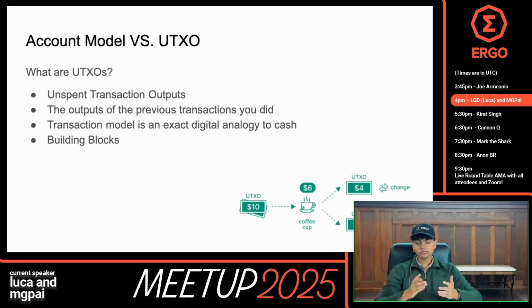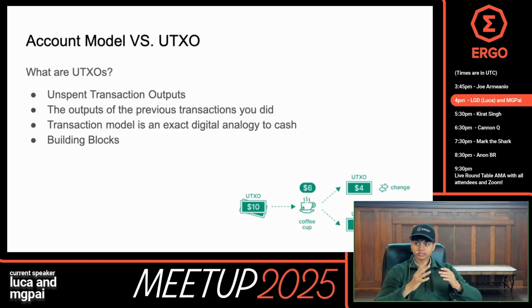The transaction model really is an exact digital analogy to cash. Let's say I have a $10 bill and I want to pay for a $6 coffee. It's probably $8 now, no inflation. If I want to pay for $6 of coffee with my $10 bill, I can't just rip the bill in half. I have to spend the entire $10 bill. So I give the cashier my entire bill, and that's it. They have the bill. They're not going to rip it in half or anything. It's just gone. But they're going to give me back $4.